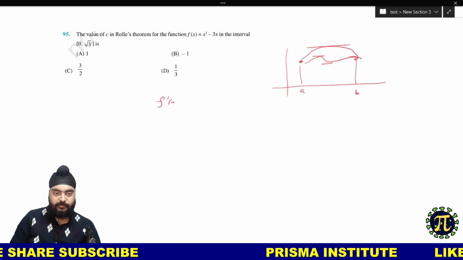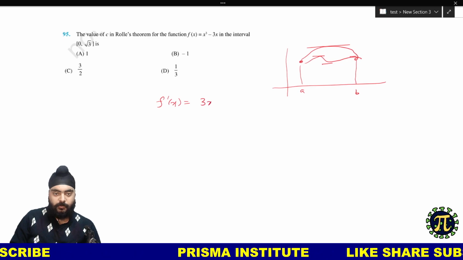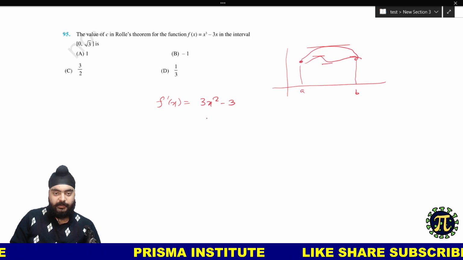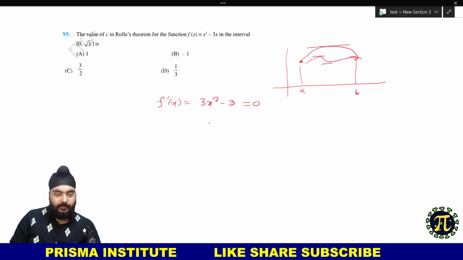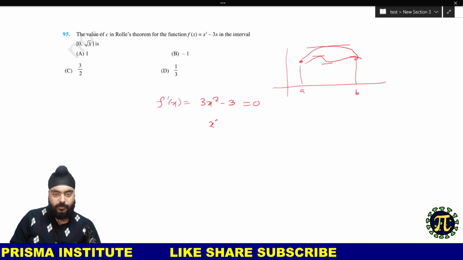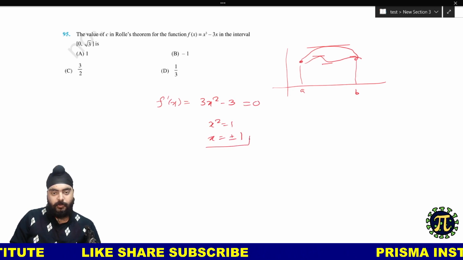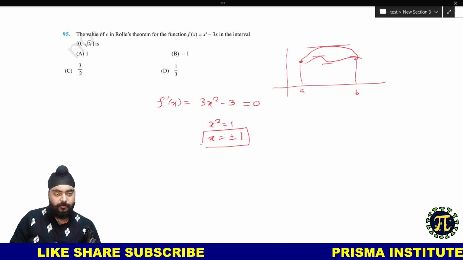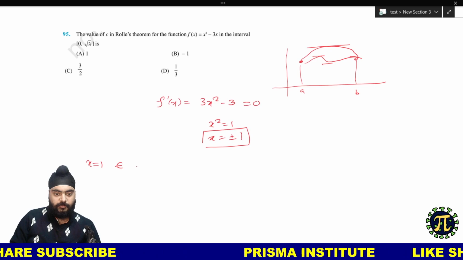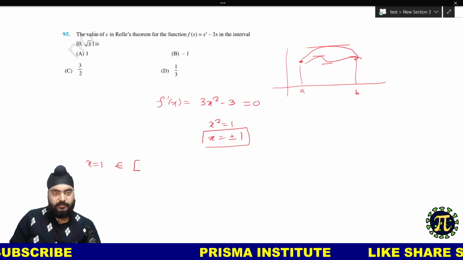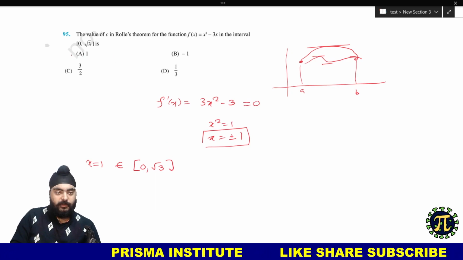Okay, so since it's a 1 mark question, we can do it a little bit directly and we can just find f dash x. What is f dash x? So this is 3x square minus 3. Let's see where the value of the derivative is 0. So if we find where the derivative is 0, we find x square is equal to 1 and x is equal to plus minus 1. One of these values should be in between 0 to root 3. Yes, so x equal to 1 belongs to the set 0 to root 3. Okay, so value of c is 1, right?